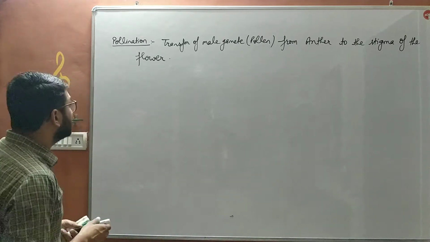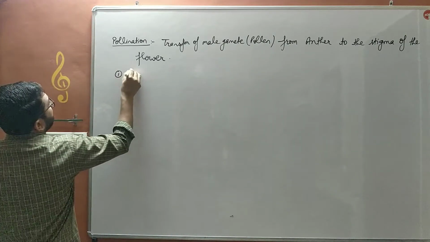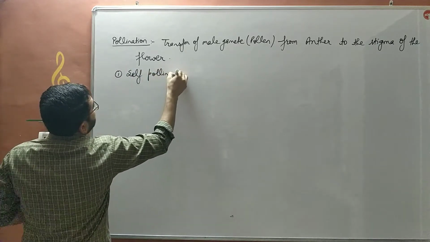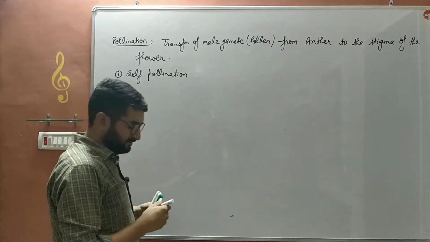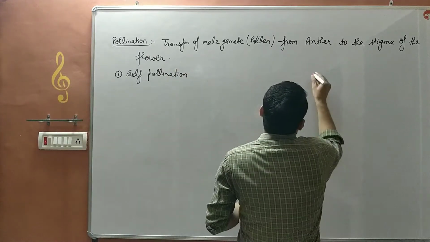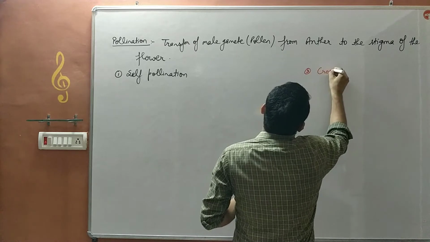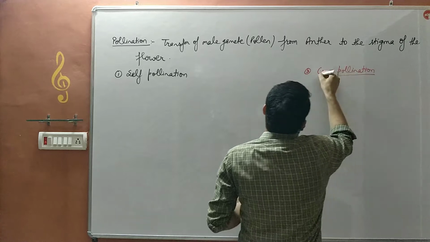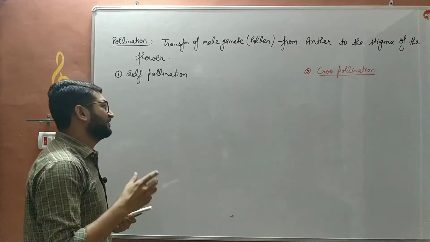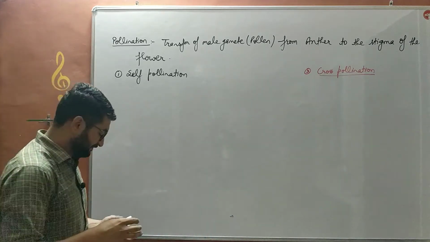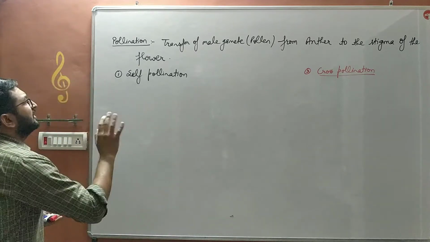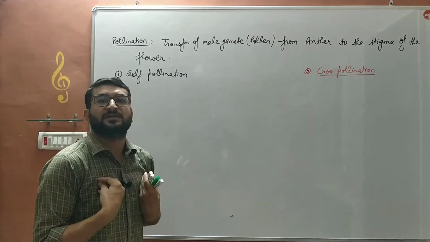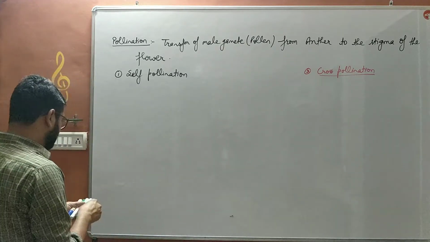Pollination. This pollination is further divided into two types. First is self-pollination, and the second one is cross-pollination. It has further subtypes, but that will be discussed in class 12th biology. So here we'll discuss the general introduction of self and cross-pollination. Self means khud, swayam se bachche. Itself.